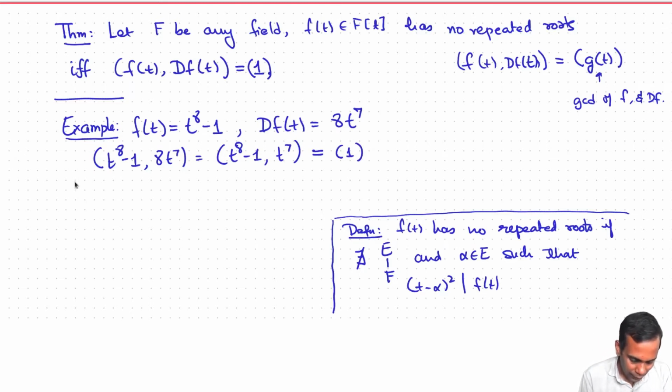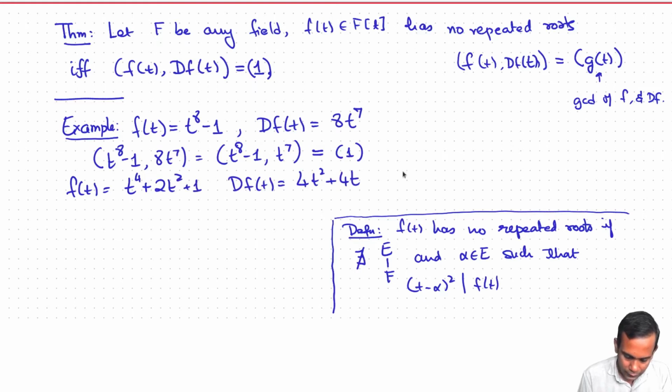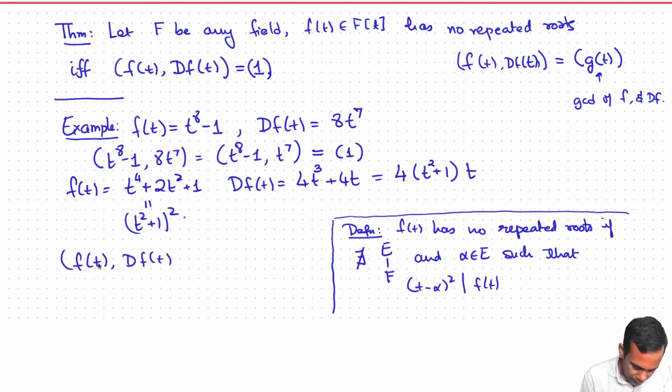And now let's look at the other example that we had. We have f(t) equals t to the power 4 plus 2t squared plus 1. Then df(t) is 4t cubed plus 4t, which we can write as 4 times t times (t squared plus 1). This polynomial f is (t squared plus 1) whole squared. So what we have is that the GCD of f(t) and df(t) is actually t squared plus 1 in the polynomial ring Q[t]. And so you see, this polynomial actually has repeated roots, and the first polynomial, t to the 8 minus 1, has no repeated roots, illustrating this theorem here.